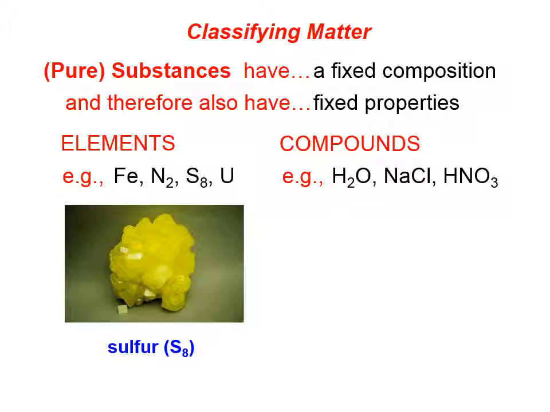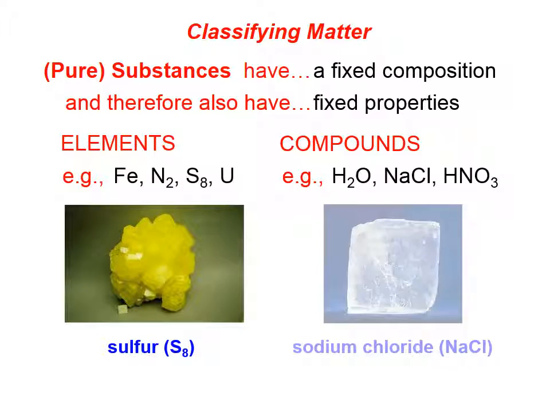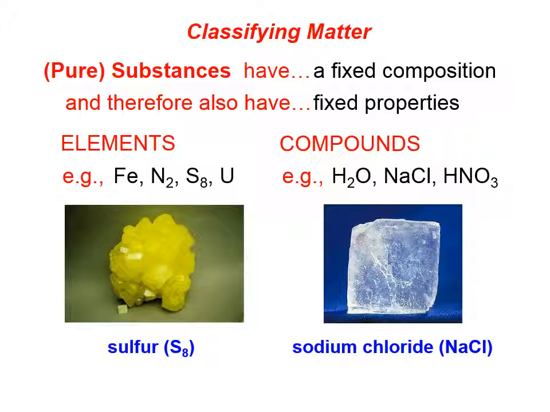Compounds are also substances, and you remember that compounds have at least two different types of atoms bonded together in a fixed ratio, like water, sodium chloride, and HNO3, which could have several names, but when it's mixed with water it's called nitric acid. And there's a sample of sodium chloride.